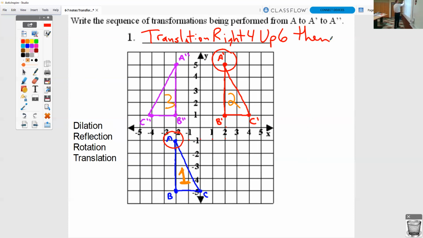Then, all right, now I got to get to the purple triangle. So how do I get from my single prime to my double prime? Well, I can see that it looks like a flipped opposite mirror image. Here's my mirror. If I folded it over, triangle 2 and 3 would match up perfectly. So then we are doing a reflection because it's that mirror opposite image. And you have to say over the X or over the Y. This is clearly over the Y axis.